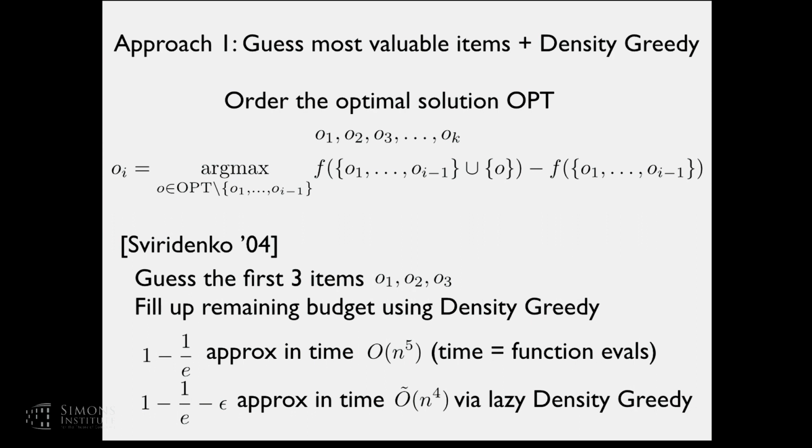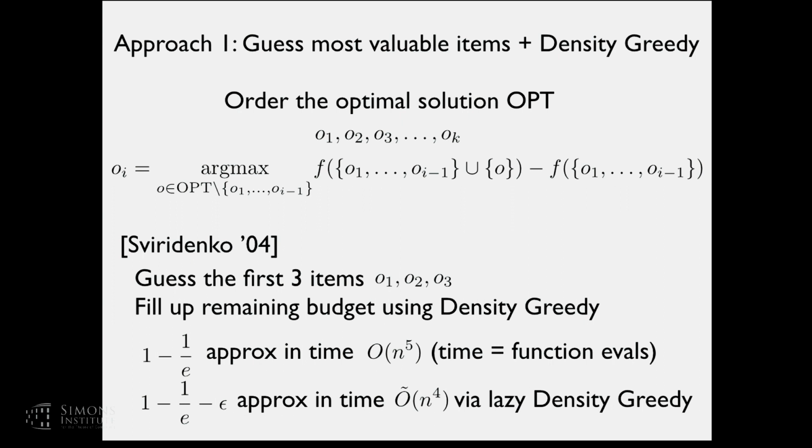If we're happy with losing a little bit in the approximation guarantee, we can speed up density greedy a little bit. We can get a nearly linear time implementation of density greedy using something called lazy approximate evaluations. So we can bring that slightly down to roughly n to the 4th. So that is idea number one.